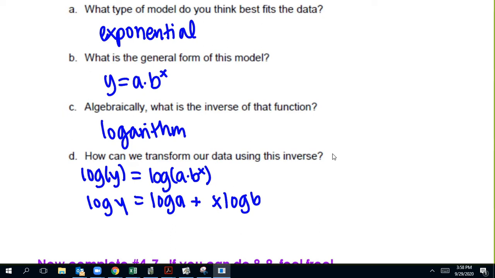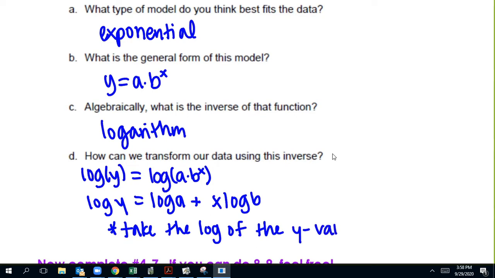What I want you guys to notice is that the x is not inside the log and the y is. And so what we can do is take the log of all the y's, and that will help us transform our data into a more linear model, because now we have our a, and log of b is like our b. So we really have log of y equals a plus bx.